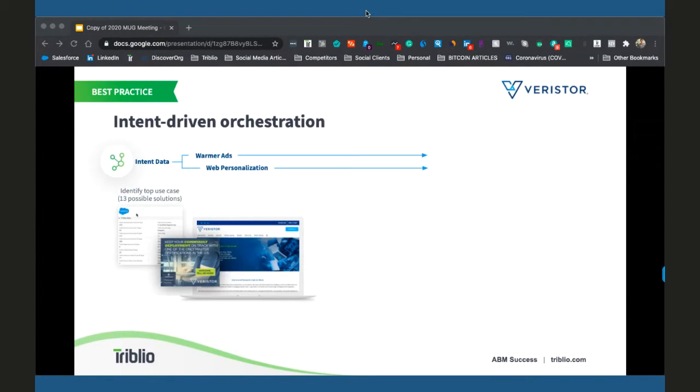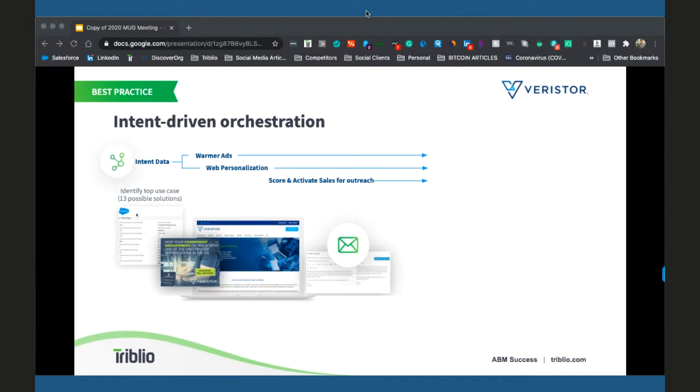So someone like Veristore, they integrate and they've figured out what their 13 different use cases are. And then they align those use cases to Bombora topics. And then as they start to see these companies trending upwards or increasing their behavior around these particular topics, those companies actually then start to automatically see ads about that particular use case. And then they also see personalizations as well. So when they start to interact with the website, they start to see various different solution or product-oriented personalizations that are actually all tied back to this intent data that they're finding through Bombora.